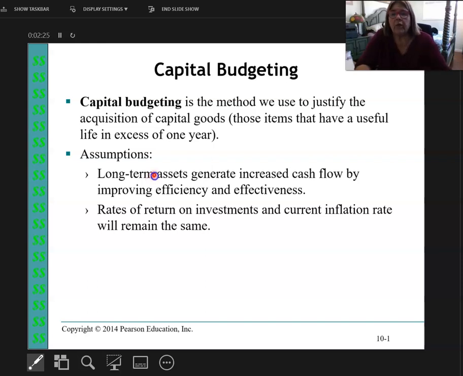And we also assume we look at what we call the rate of return on investment. If I have X amount of money to give out, which asset should I purchase based upon my return on my investment? And I want to look at the current inflation rate. So we assume that it's going to stay the same. Okay, so this is some of the things we're going to be looking at in this chapter. These are assumptions, things we assume: that long-term assets will generate our cash flow, and the rate of return and the inflation rate will remain the same. In reality, this is not true. Inflation does not remain the same. So just keep that in mind.